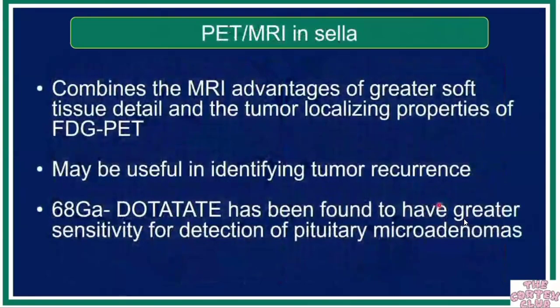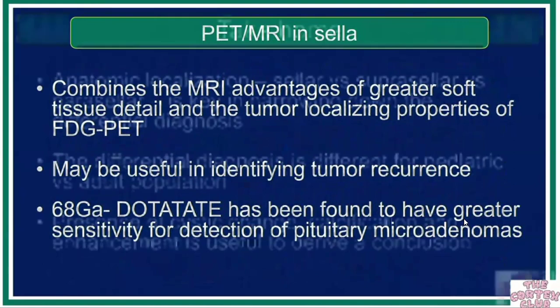Then we already talked about PET MRI in the sellar region a little bit. This combines the MRI advantages of greater soft tissue detail with the tumor localizing properties of FDG. It may be useful in identifying tumor recurrence because FDG is taken up by the tumor. And then we talked about dotatate, which has been found to have greater sensitivity for detection of microadenomas.